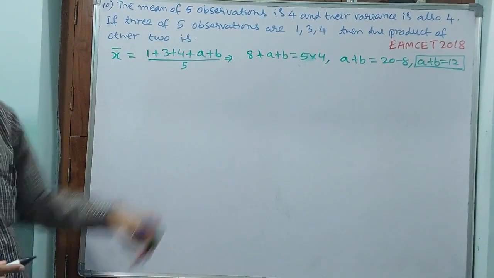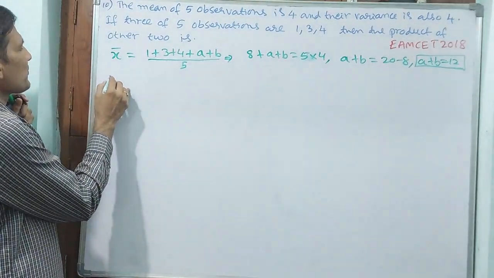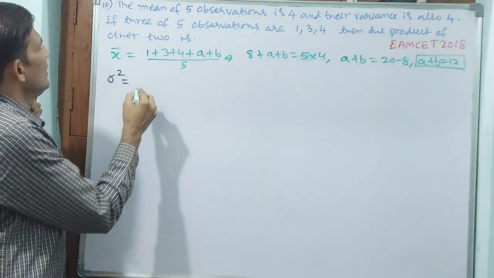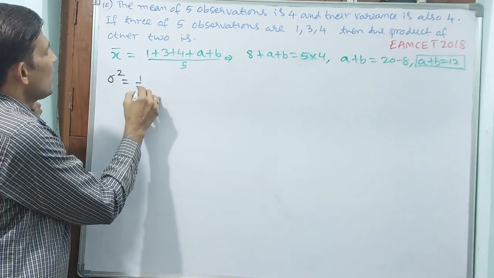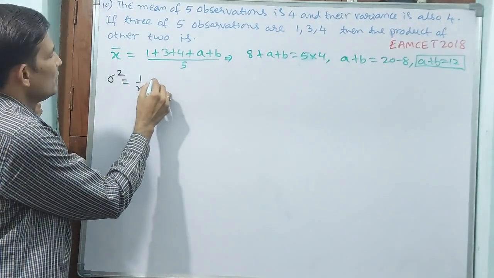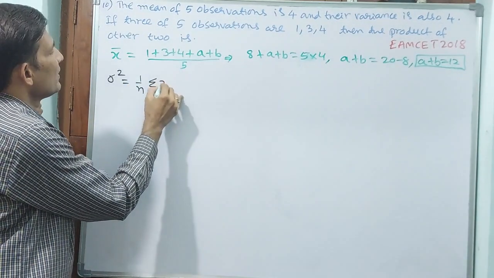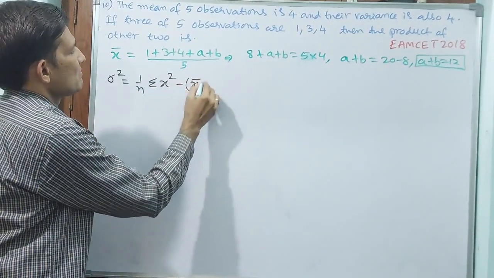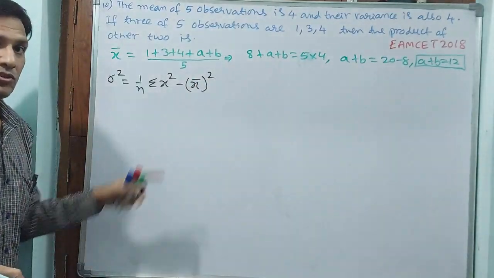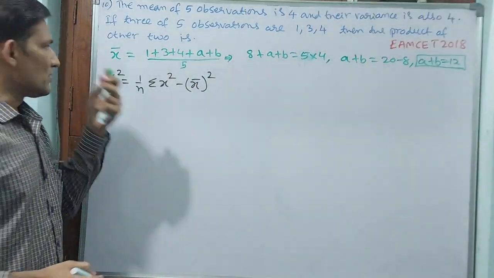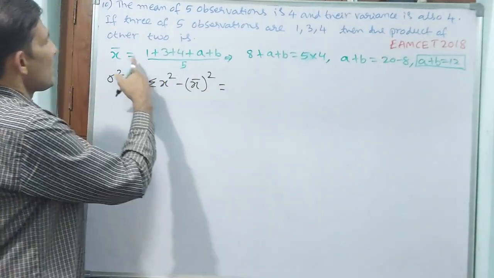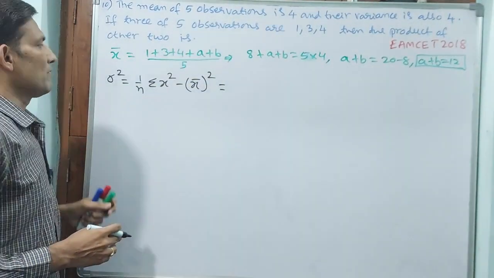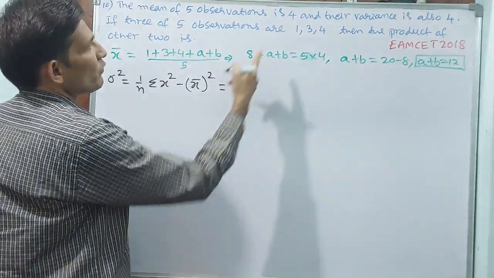And also they have given the variance. Variance means how are we going to write? Sigma square is equal to, see how I am writing, 1 by n sigma x square minus mean square. This also I can write rather than this. Why? Because this mean I have got already. That is why, 4 square they have given. Now you see, n also we know, n is 5.